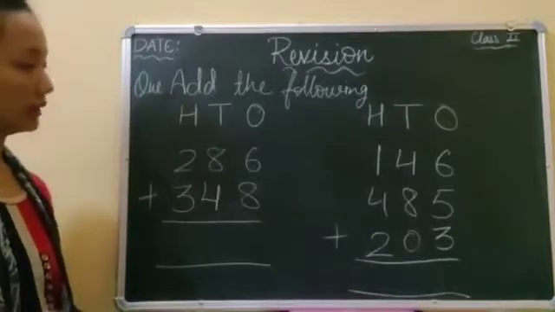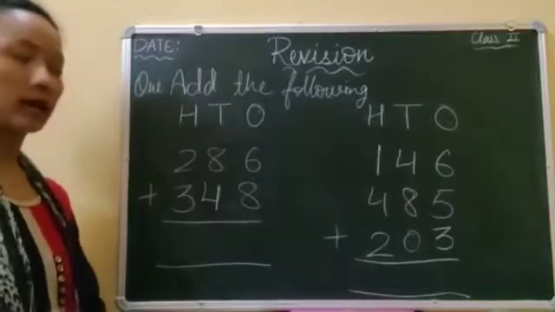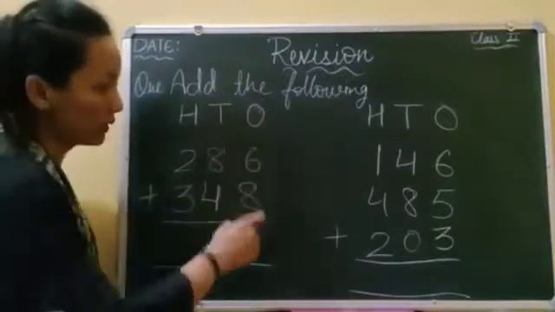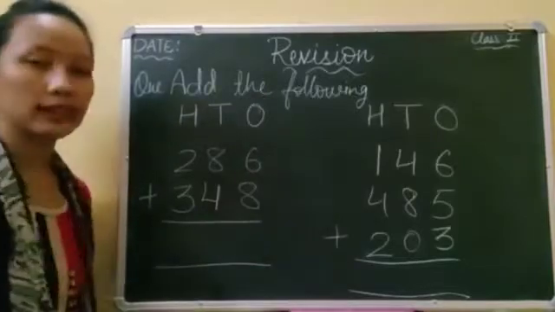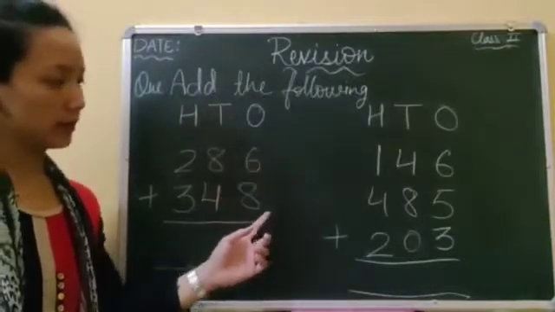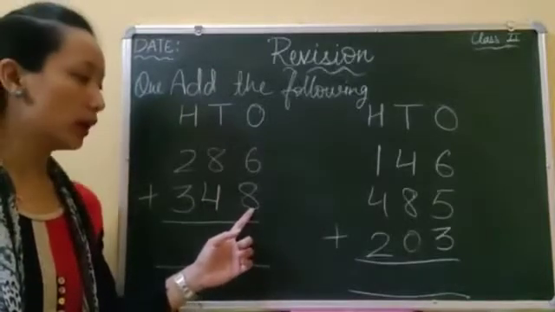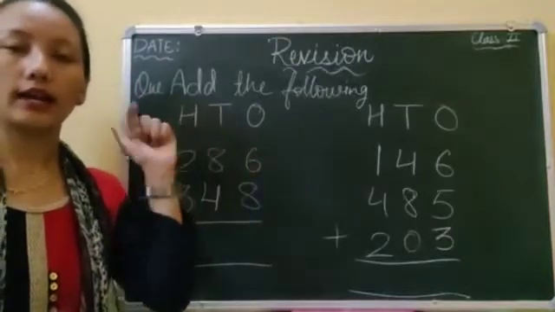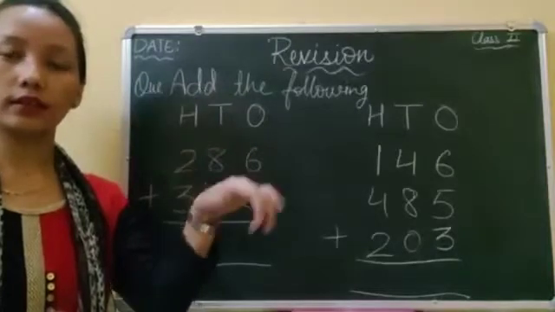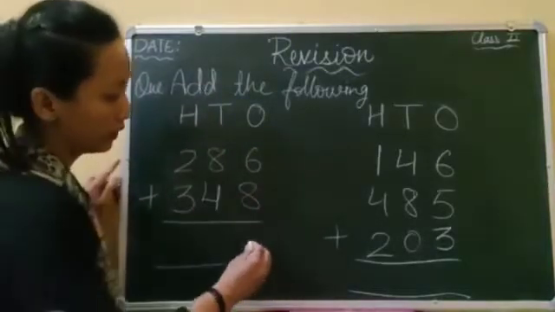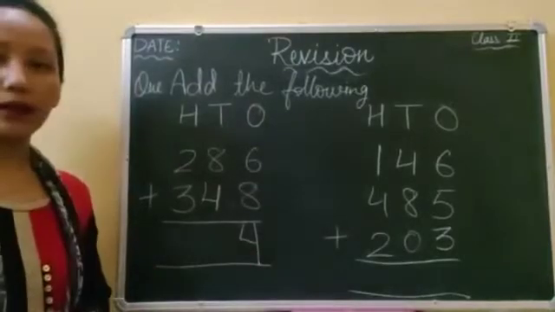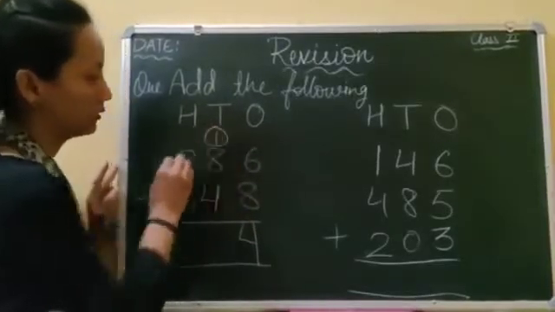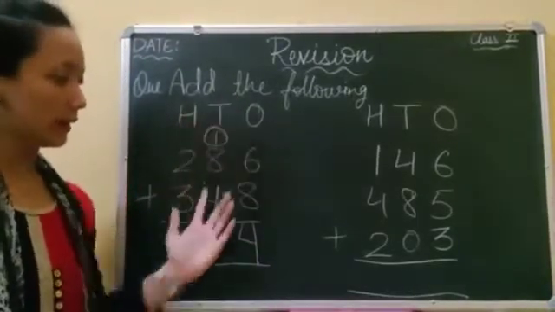Okay, students. Now let's add 286 plus 348. So first we will add the ones column. 6 plus 8. Which is greater? 8. So keep 8 in your head and count 6 more: 8, 9, 10, 11, 12, 13, 14. 14, write 4 under ones place and carry 1 ten to the tens column. Here, 1.